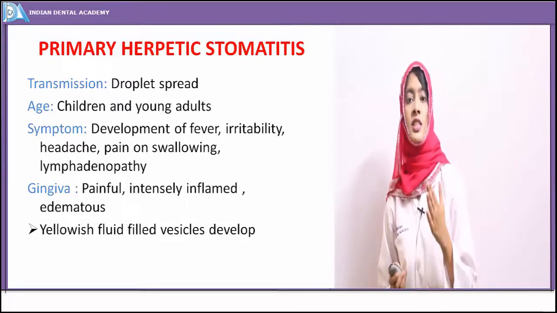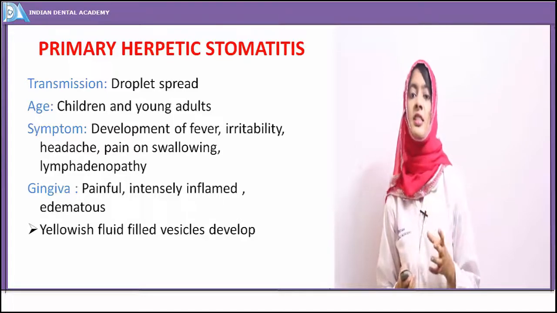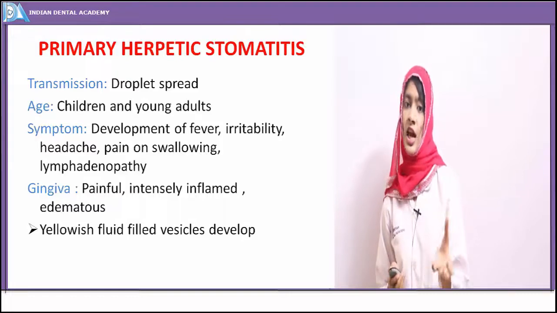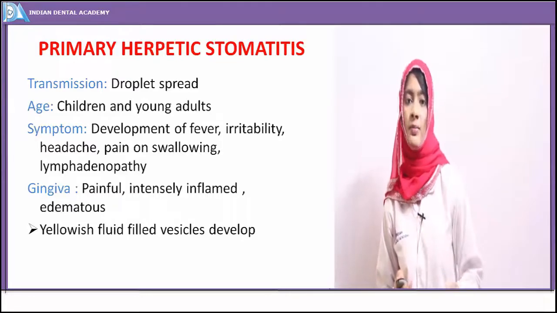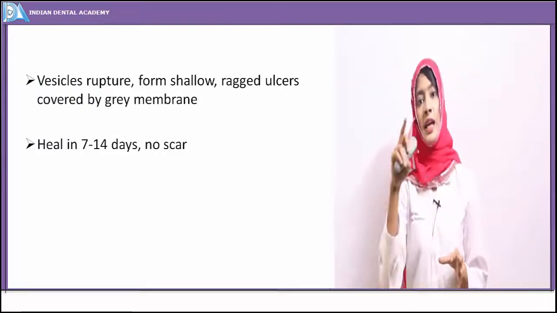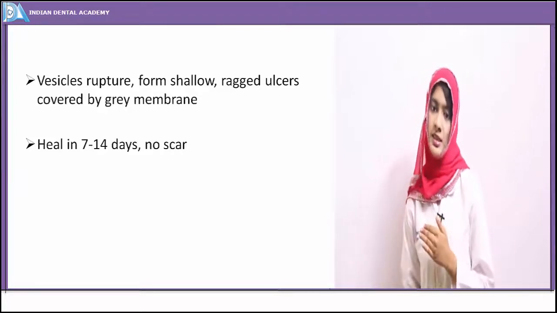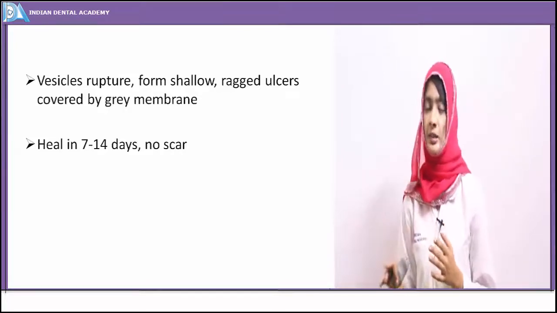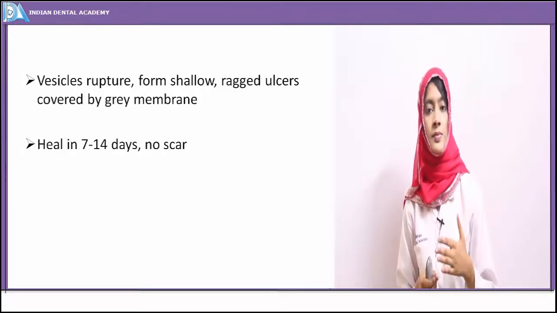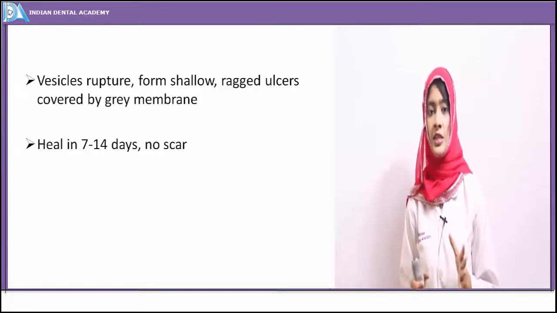As time progresses, these fluid filled vesicles rupture. They rupture and release the contents, and they form an ulcer. There is a shallow ulcer which is covered by a yellow membrane and surrounded by an erythematous halo. So the vesicles rupture into ulcers which are surrounded by an erythematous halo. So these ulcers gradually heal by themselves within 7 to 14 days. This healing does not leave any scar.